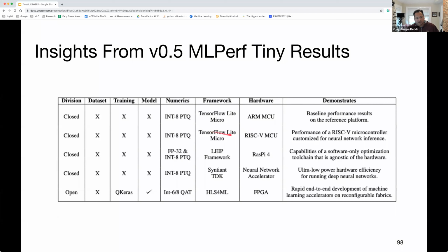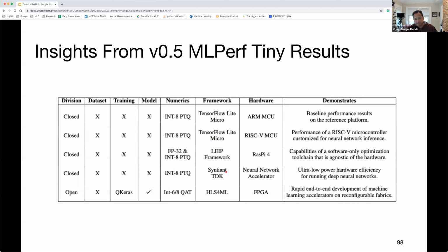One of the academic institutions from China designed a custom RISC-V MCU in order to run these networks, which is kind of cool, right? Because it's microarchitecture design for these networks. And then there's a software company that says, I don't really care about the hardware, my job is to come up with really cool and interesting optimizations. So it's completely agnostic of the hardware, and they can show a range of different optimizations compared to the baseline TensorFlow Lite Micro models that we provide.